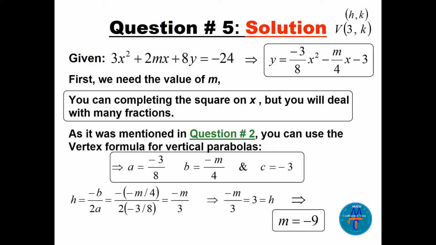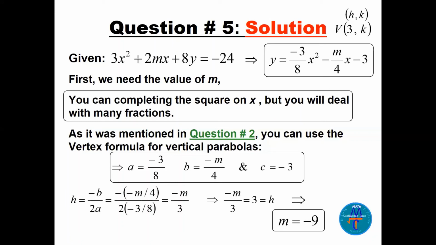Now this question is very similar to question number 2. You can go to question number 2 and check. So A is minus 3 over 8, the coefficient of x squared. B is the coefficient of the x, minus m over 4. C is the constant. Just put the formula for h, minus b over 2a. Just be careful about the fractions, please. Minus b times minus m over 4, divided by 2a, minus 3 over 8. Minus with the minus goes, and then we have another minus. Simplify, you get minus m over 3.